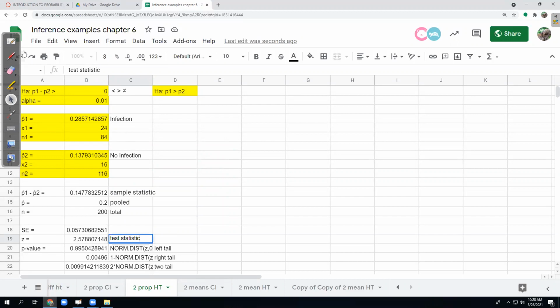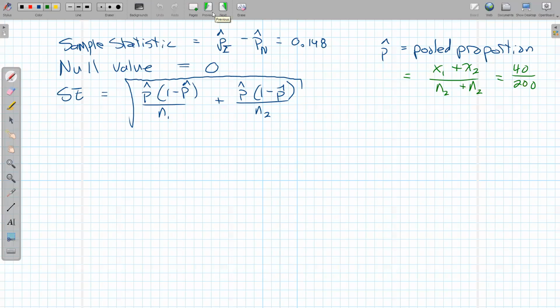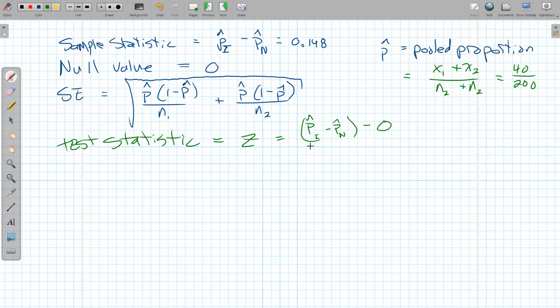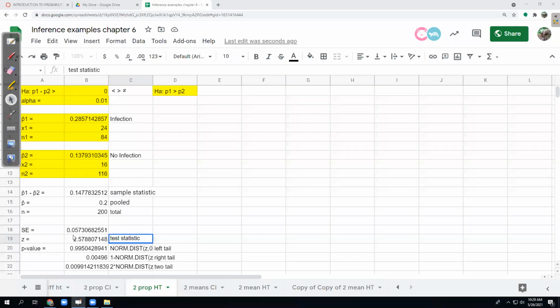And that is calculated, again, the formula for the test statistic is called the z-score when we're doing proportions. And it's the sample statistic, so that'd be my p hat I minus p hat n, minus what the null says, 0, divided by this crazy standard error square root there. So I just have to enter that in. Now note, subtracting 0, nothing changes, but I'm just writing it in the standard form. So that's where this comes from here.